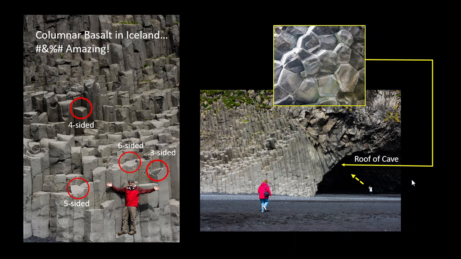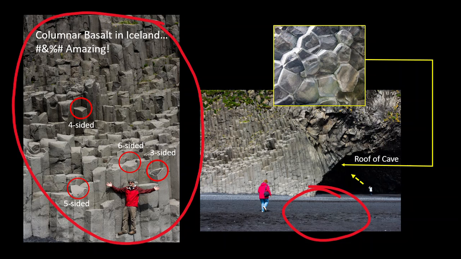Here are a few more dramatic examples of columnar jointing. This happens to be along or very near the southern tip of Iceland, along the backside of a black sand beach. This is basaltic sand on the beach. And in back of the beach is a really tall sea cliff characterized by some of the best columnar jointing on Earth. It's really incredible. You get 4-sided and 6-sided and 5-sided and even 3-sided joints. And then right here, if you stand right here and look up at the roof of this cave, you can actually see the undersides of these columnar joints.